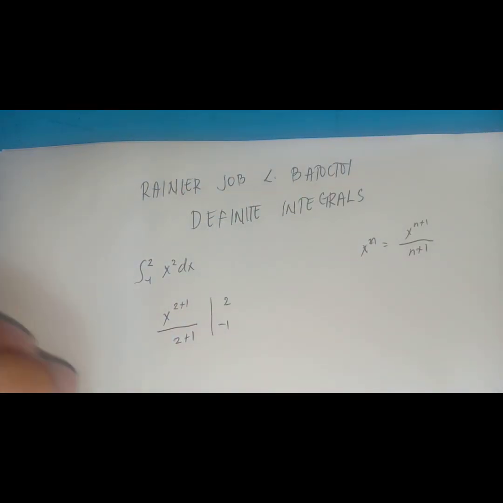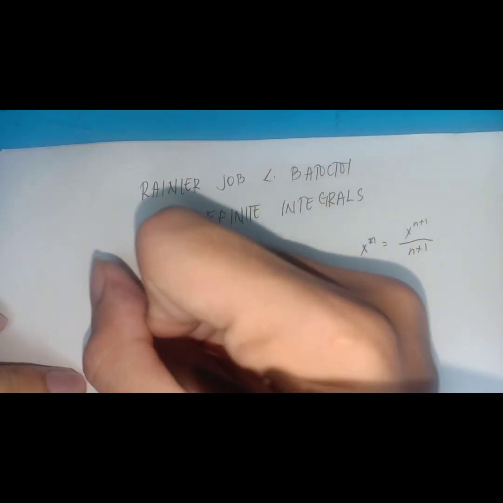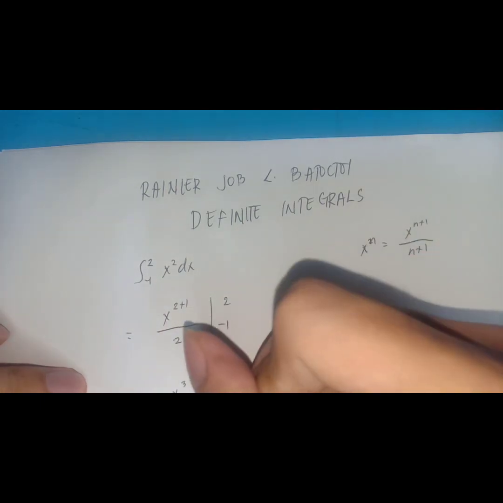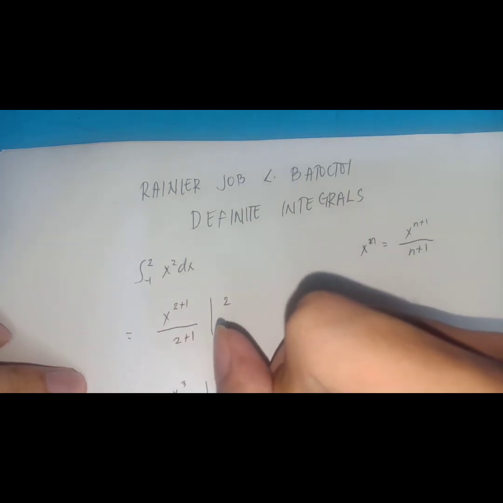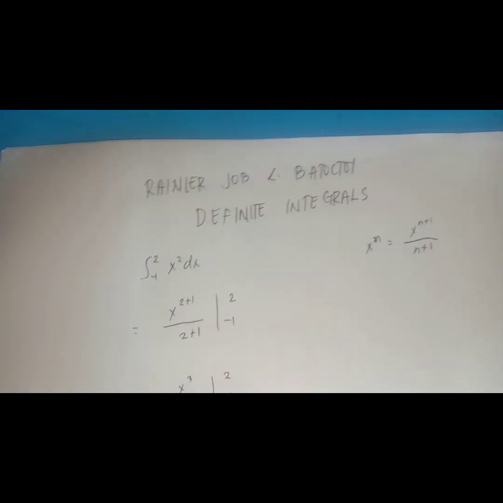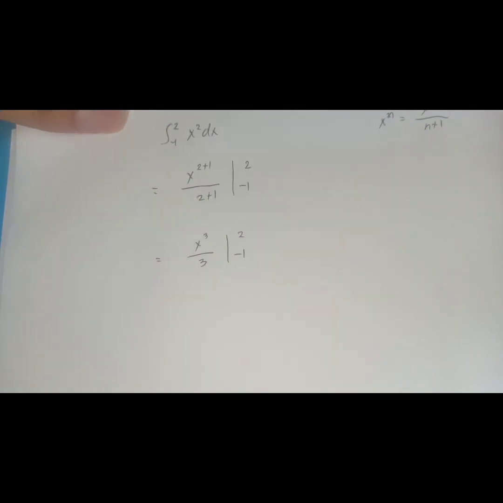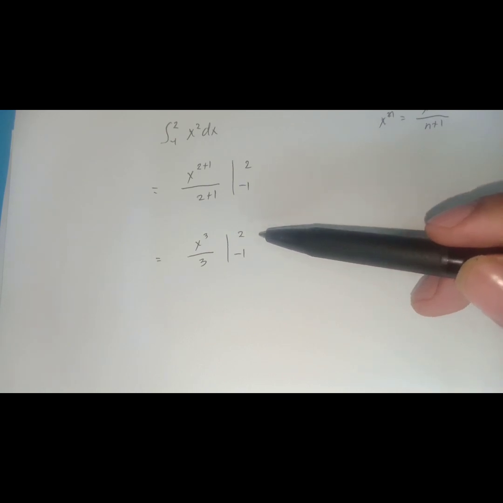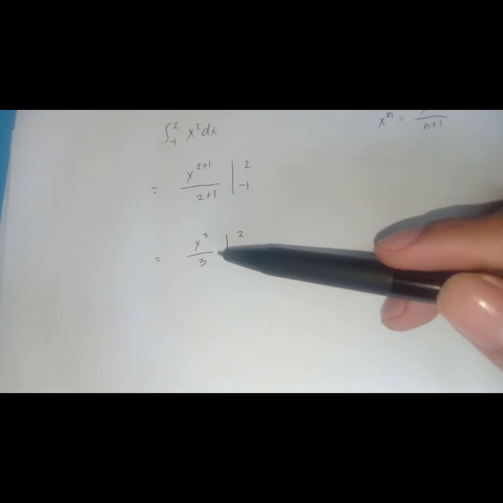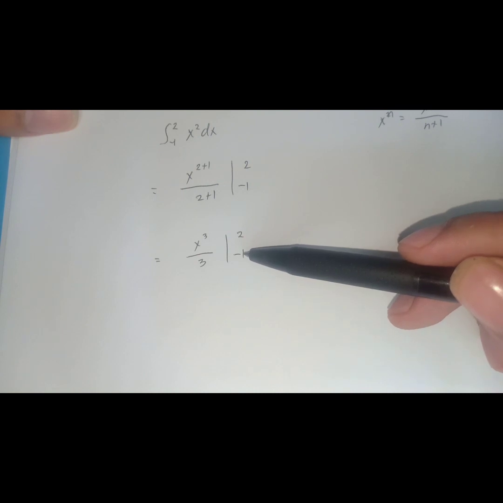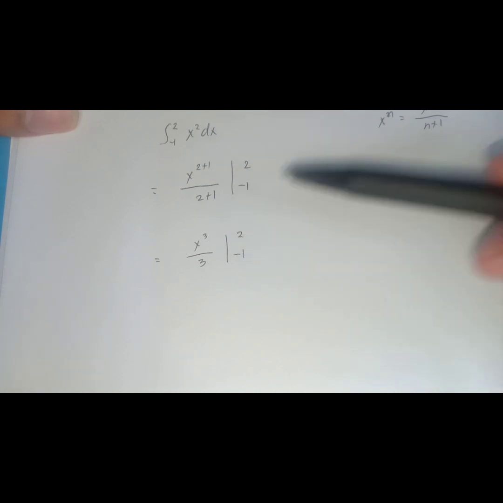So we're going to have x cubed over 3 evaluated from -1 to 2. And then we're just going to substitute the upper limit into this equation and the lower limit into this equation, and we're going to subtract the lower limit from the upper limit.